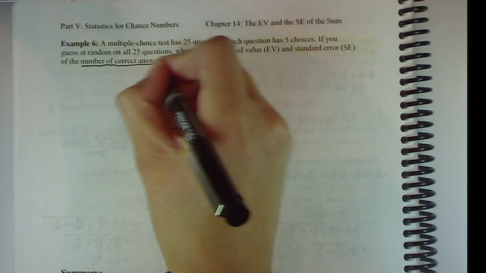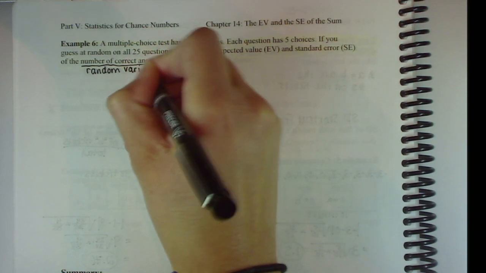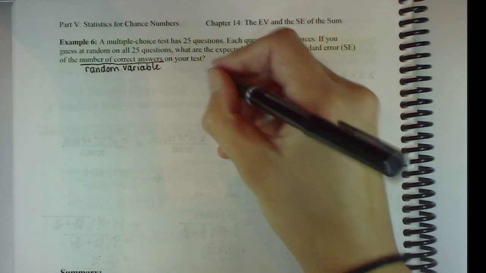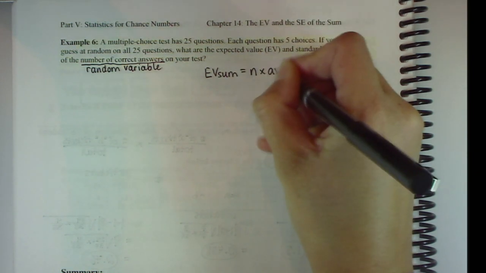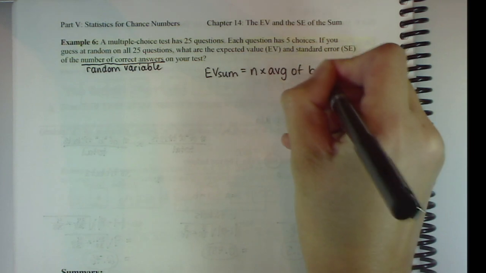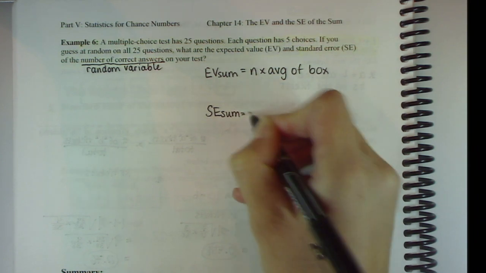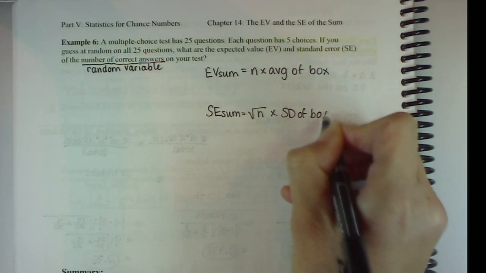So number of correct answers is our random variable, right? Because that's going to change. If we're guessing, that might change every time. We know we can figure out what we are expected to get, give or take what. So let's see. I know that for my expected value of the sum, I need n times the average of the box. And then for my standard error for the sum, I need the square root of n times the SD of the box.